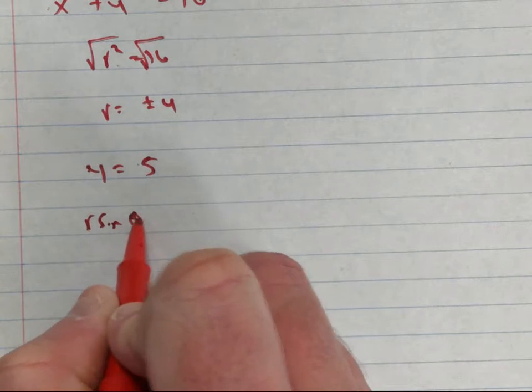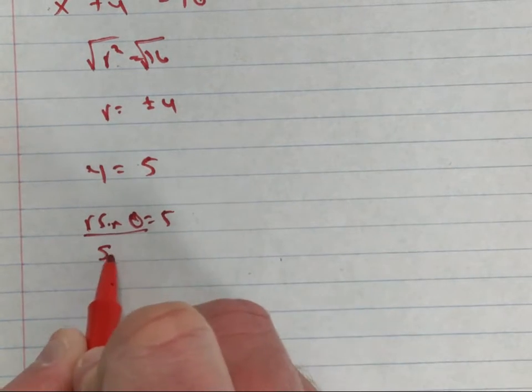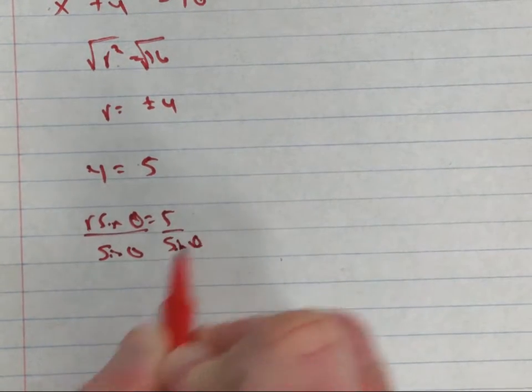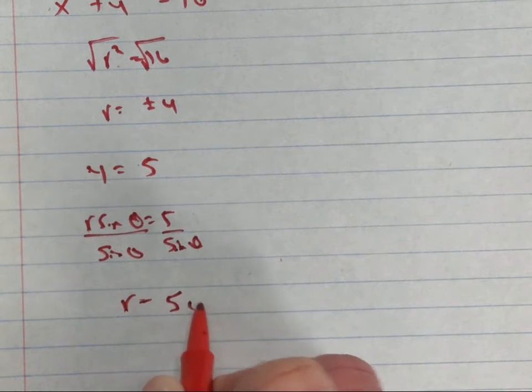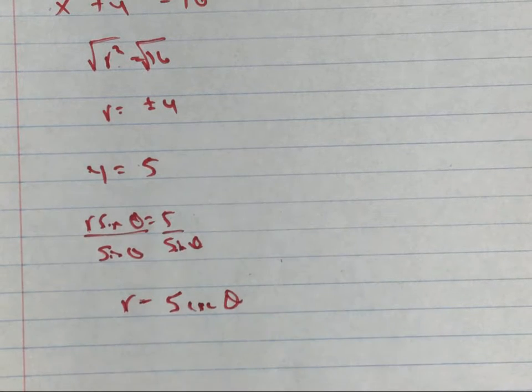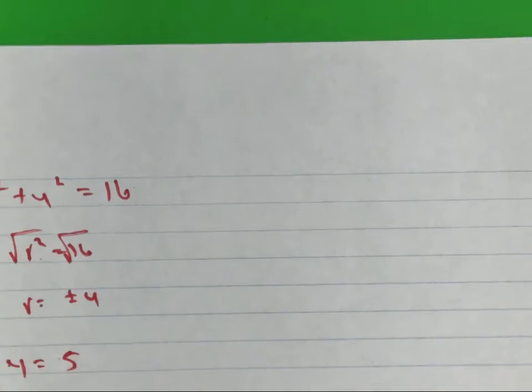r sine theta equals 5, and divide both sides by what? And that will give you r equals 5 what? Thank you. Alright, now let's look at the next learning target. It says go from polar to rectangular.